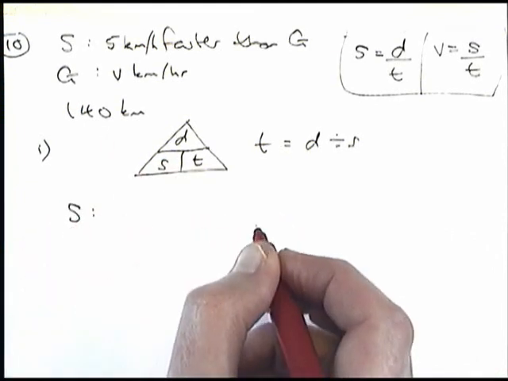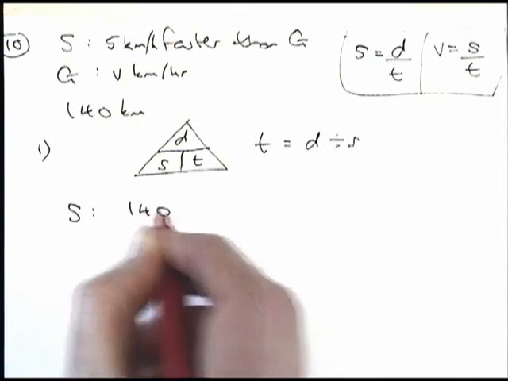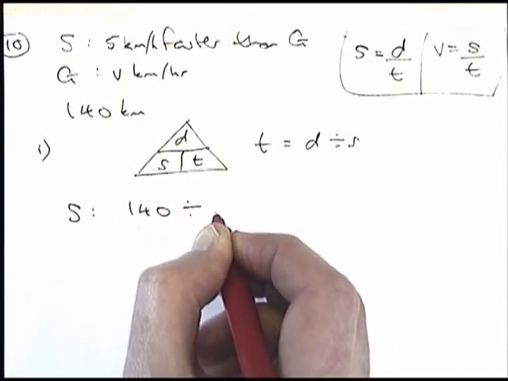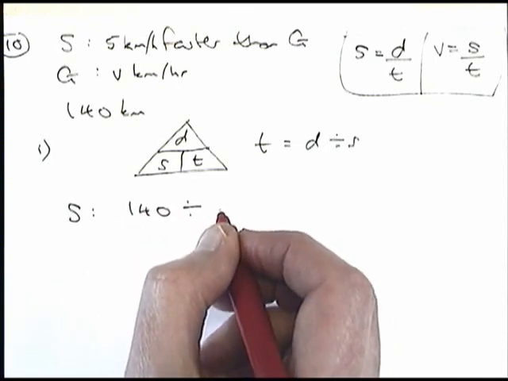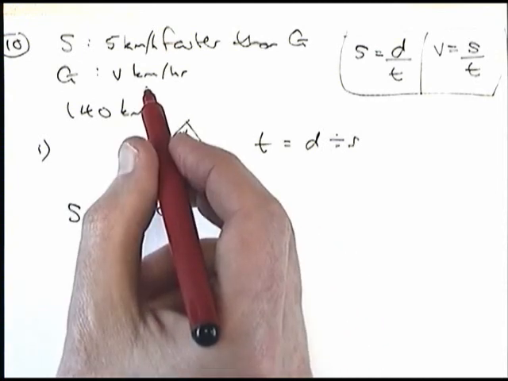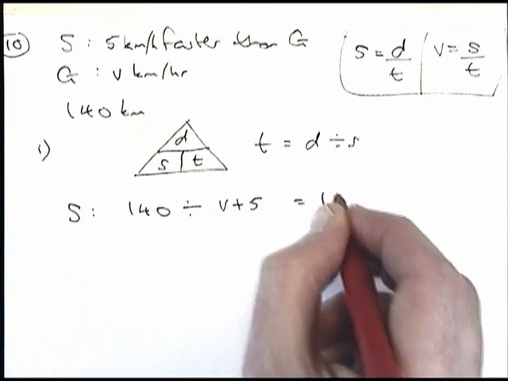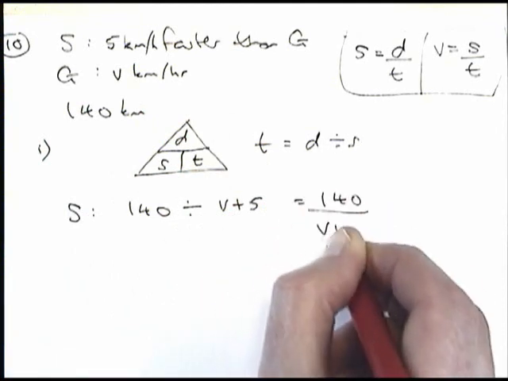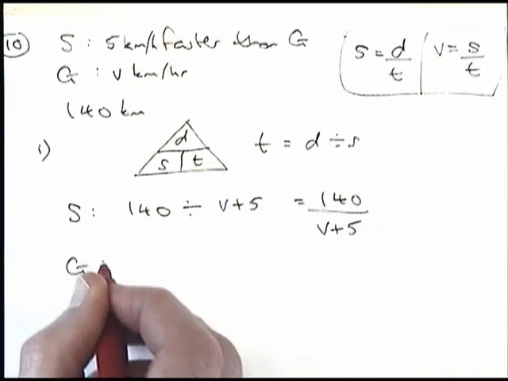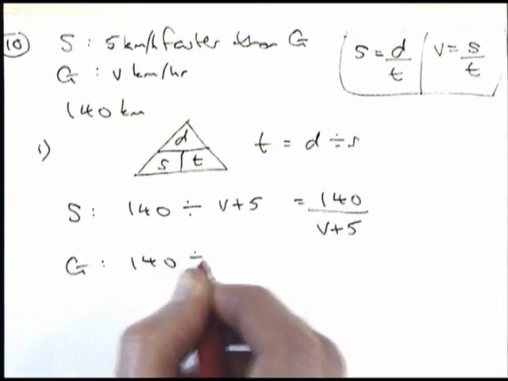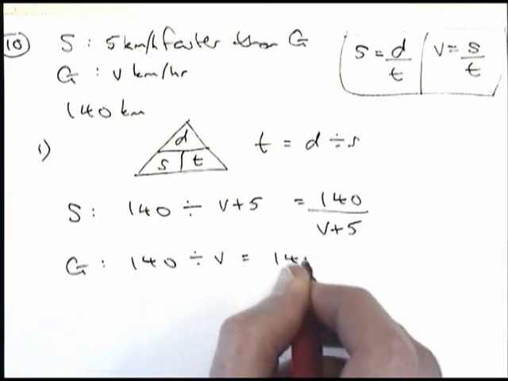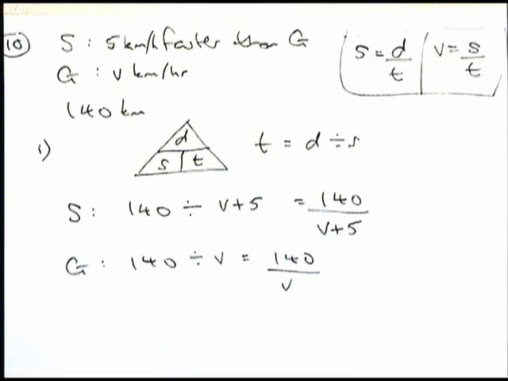Simon, first of all. His time is his distance divided by his speed, his velocity. That's 5 kilometers faster than Gavin. Gavin is v, so he is v plus 5. Another way of writing that is 140 divided by v plus 5. Gavin, distance is 140, velocity v, 140 divided by v. So that's part 1 complete.